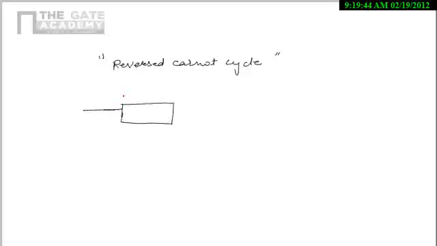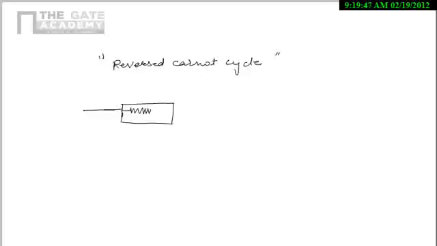Now let's talk about the reverse Carnot cycle. First I will explain the process with the help of a block diagram and then I will plot the process on the TS diagram. Here we are having 4 components. First I will draw the components.